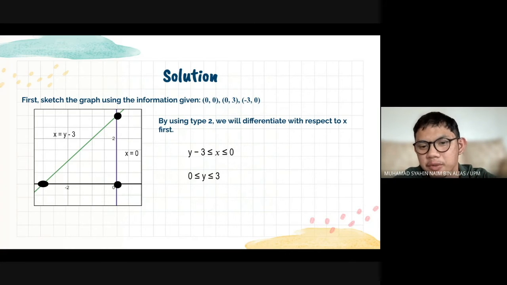This time we will differentiate with respect to x first, while for the first one we needed to differentiate with respect to y first. So the limits are: x is larger than or equal to y minus 3 and less than or equal to 0, and y is larger than or equal to 0 and less than or equal to 3.